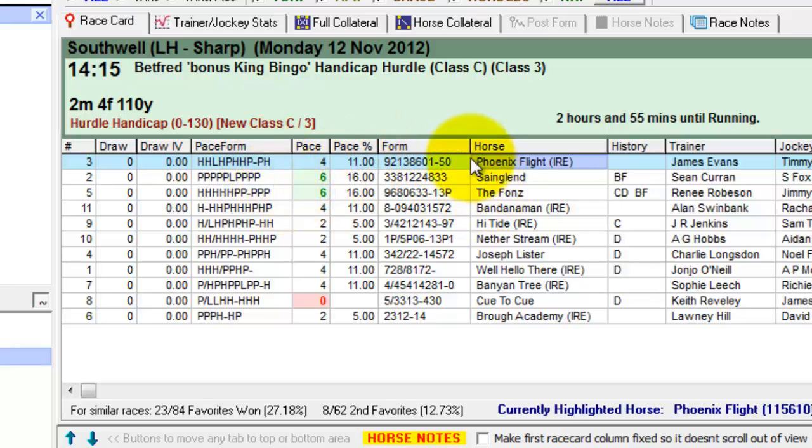If we first look at the form string, we can see that Phoenix Flight in its last race was unplaced, signified by a 0, was then 5th, 1st, unplaced, 6th, 8th and so on. The pace form corresponds to these same races. So in the race where Phoenix Flight was unplaced last time out, it was held up, and the previous race it ran prominently and then was prominent, held up, prominent and so on.